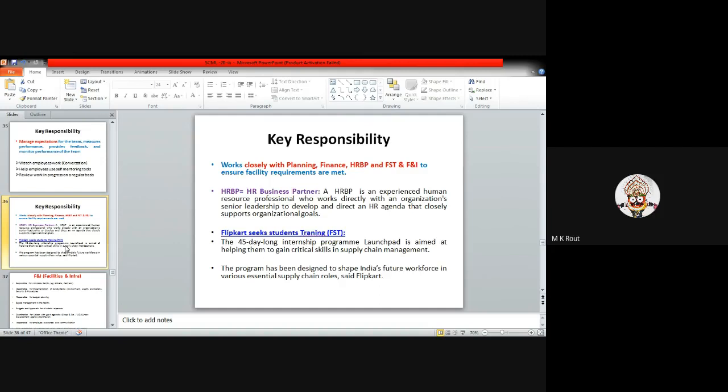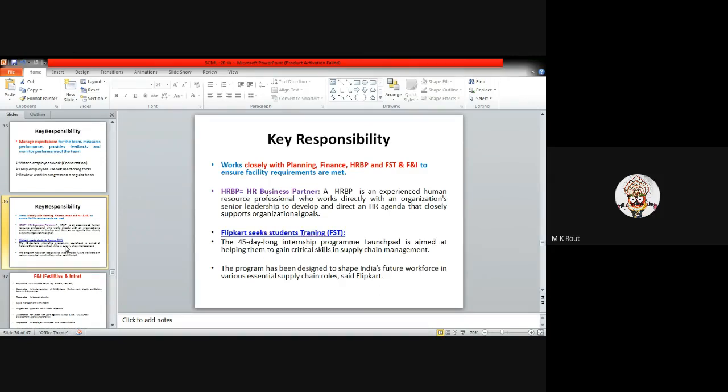That means you have to diversify these people as per the work schedules. The next important part is HRBP, that is HR business partners. In the case of HRBP, they are experienced human resource personnel who work directly with an organization's senior leadership to develop an HR agenda that closely supports organization goals. So this is one of the most important parts of an HR business partner. In this case, you have to directly consult on the HR agenda that should support organization goals.